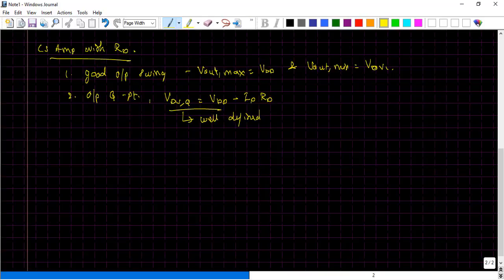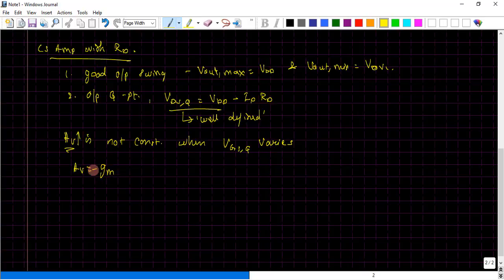I'm just trying to emphasize this particular word, well defined, in order to compare the common source amplifier with the other type of loads that we are going to talk about next. But having said that, this common source amplifier with resistive load had some drawbacks. One of the major drawbacks was the gain is not constant when there is a variation in VGSQ. And whenever we want to increase the gain, there was a major drawback that happened.